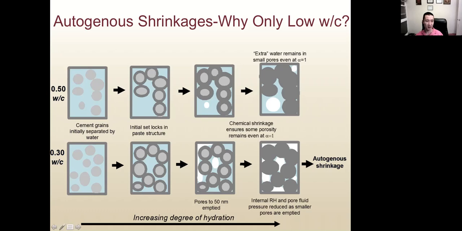On the other hand, for low water cement ratio concrete, due to chemical shrinkage, the pores will be dried off because we have more cement than water. All the water will be consumed due to hydration, a chemical reaction between cement and water. So the pores will dry due to self-desiccation, and drying of these pores will cause autogeneous shrinkage. And that's the reason why autogeneous shrinkage only occurs in low water cement ratio concrete.